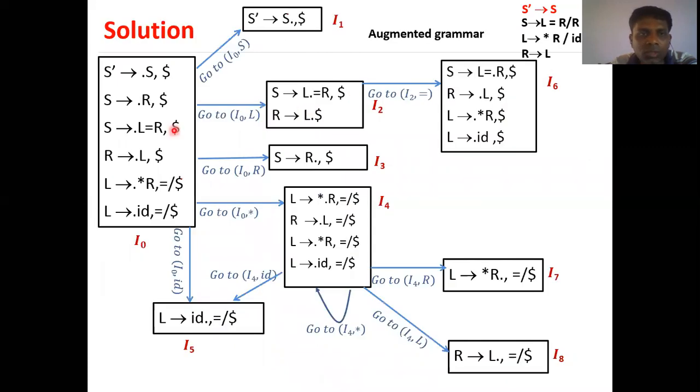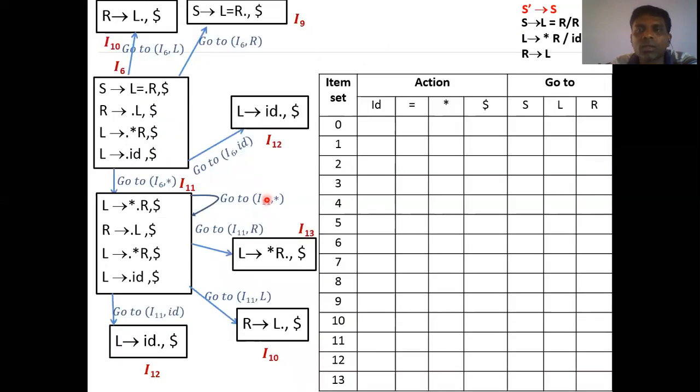So on the zeroth state, whenever I apply the S, it will be moved to 1, so I'm writing 1 only. On 0, when we apply the L, it will be moved to 2. On 0, when we apply the R, it will be moved to 3. On 0, when we apply the star, it will be moved to I4, so we are writing S4. We are writing 0, 1, 0, 2, 0, 3, 0, S4 star.